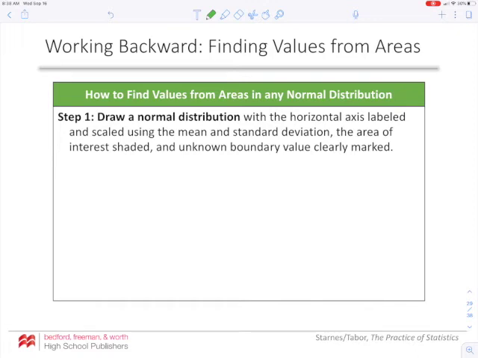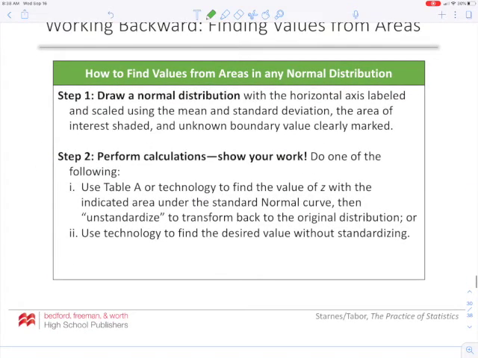Okay, so now let's work backwards. What if we have the area, or that proportion that we're looking for, that percentile, and we want to know what value that corresponds to? So we're just going to work backwards. The steps are the same. We're going to draw the distribution and we're going to perform calculations.